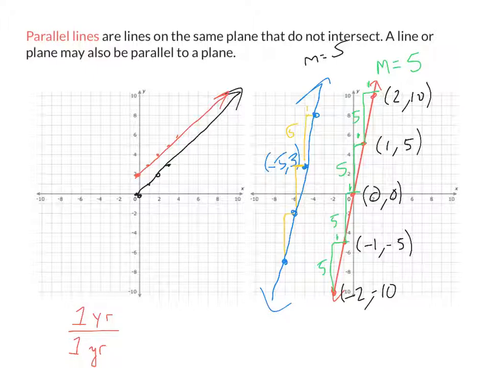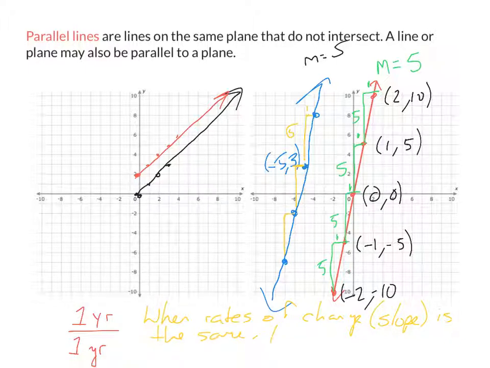So we can say that when rates of change, or slope, is the same, lines are parallel. And we are done.